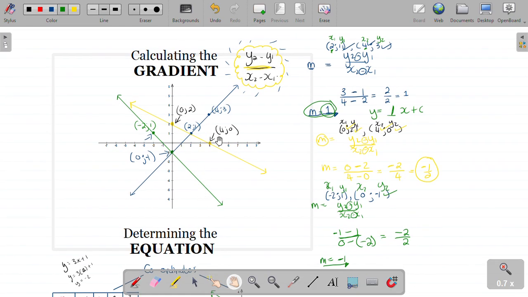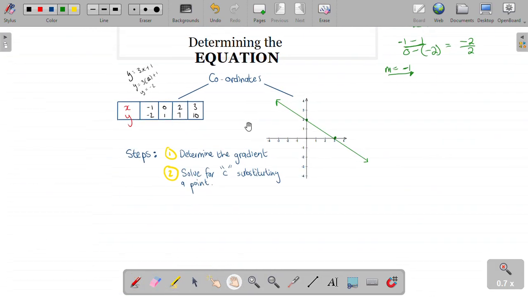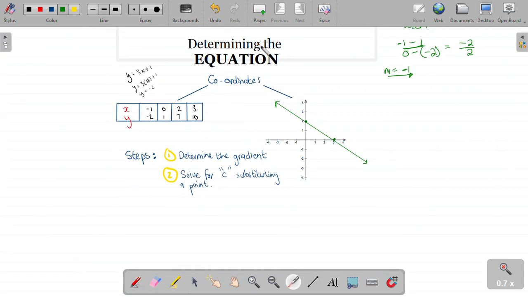I did 3 examples, and I just wanted to leave it there so that you can see how to do it quite simply. In the next video, look out for it. We are going to be looking at determining the equation, and there are 2 steps to it. The first step you've actually learned in this video, determining the gradient, and then we'll just look at the second step.